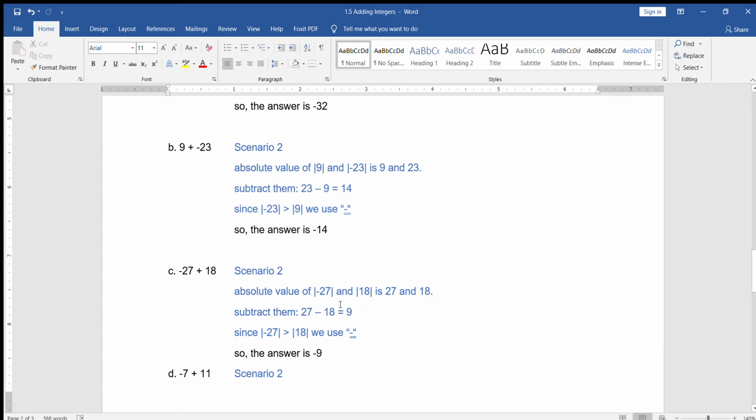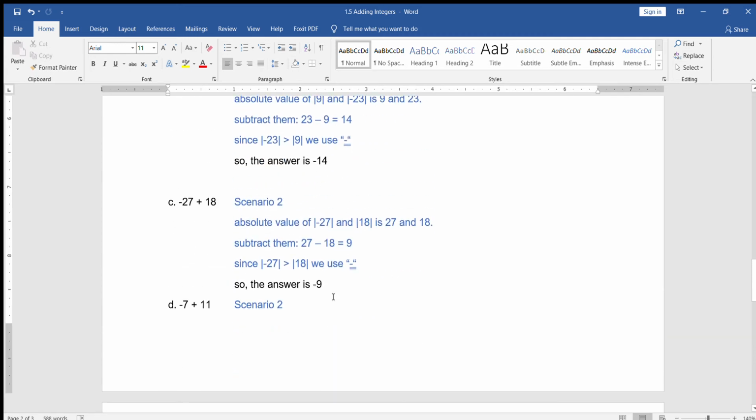So we got the number aspect down. Now we're just going to figure out if it's negative or positive. How do we figure that out? Well, we're just going to compare which absolute value is bigger, negative 27 or 18. 27 is bigger than 18, so the absolute value of negative 27 is bigger. So the sign we're going to use is negative. So our answer is negative 9.